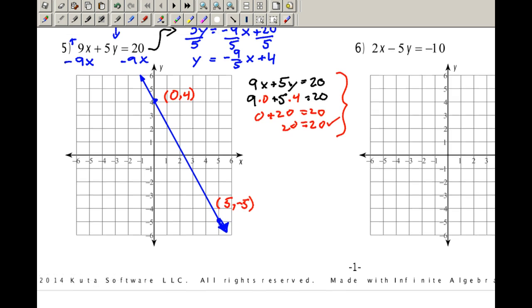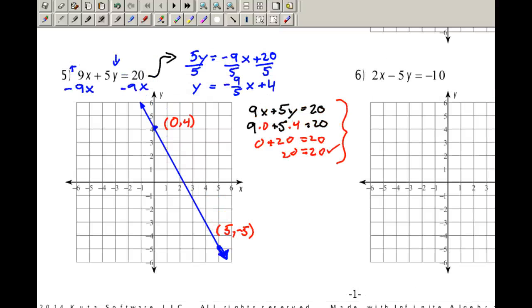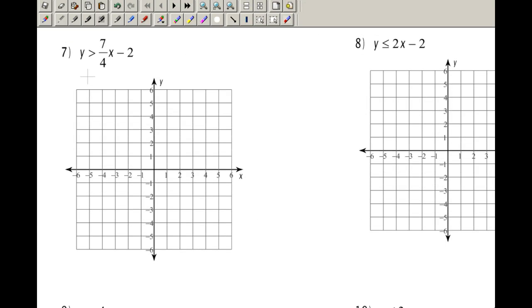Any clarifications needed on this? Okay, flip it over to number 7.